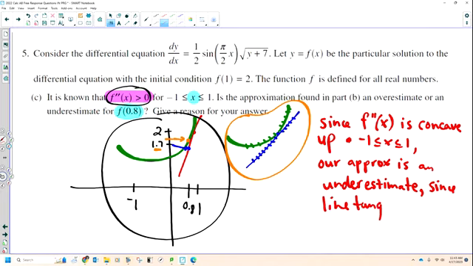5D, and here it is, our separable differential equations. Use separation of variables to find y equals f of x, the particular solution to the differential equation dy/dx equals 1/2 sine of pi over 2x times the square root of y plus 7, with the initial condition f of 1 equals 2. Now remember, this is really a coordinate. When x is 1, y is 2.